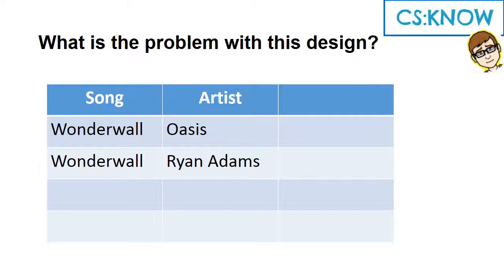Which is fine for storing information, but we've got a bit of a problem, as this one shows. Let's say that Ryan Adams does a cover of Oasis' Wonderwall. In the song field, the song is called Wonderwall for both records. So how do I uniquely find which one I want? How do I know whether I want the Oasis version or the Ryan Adams version of the song Wonderwall?